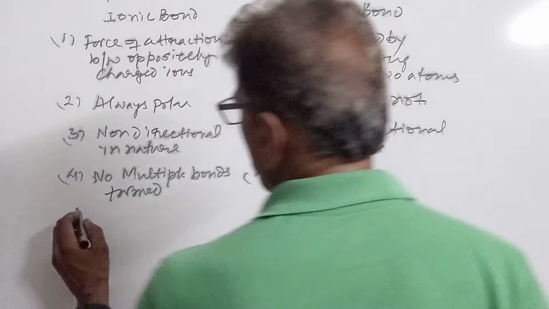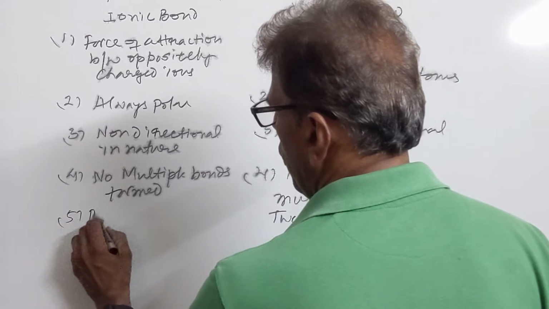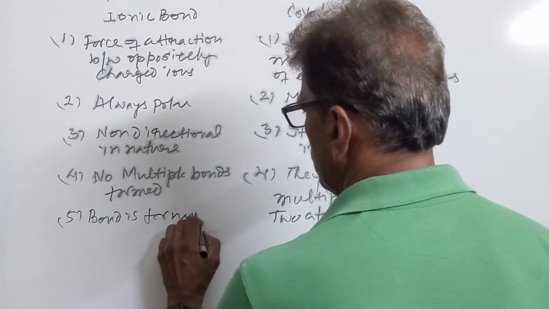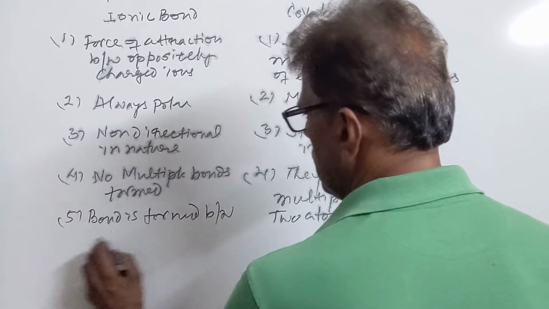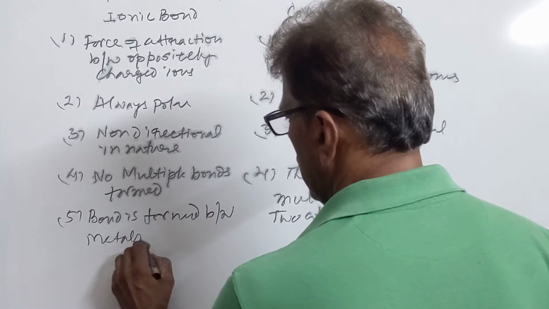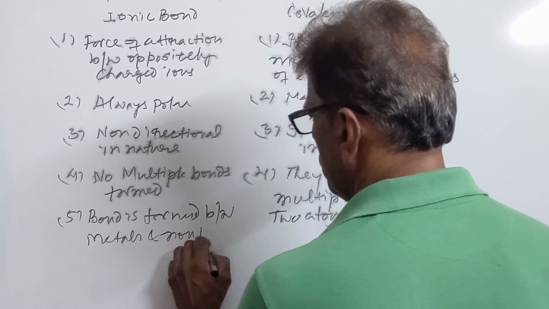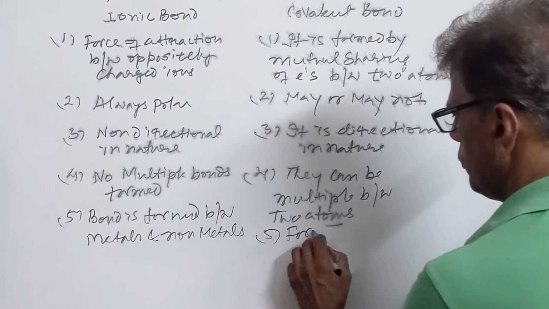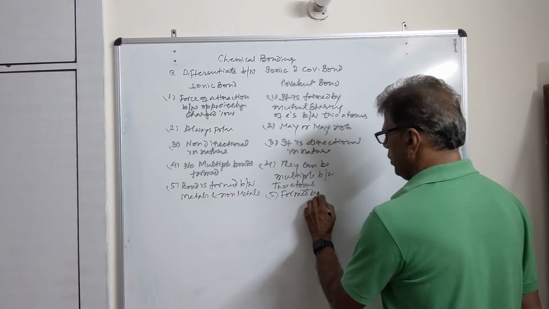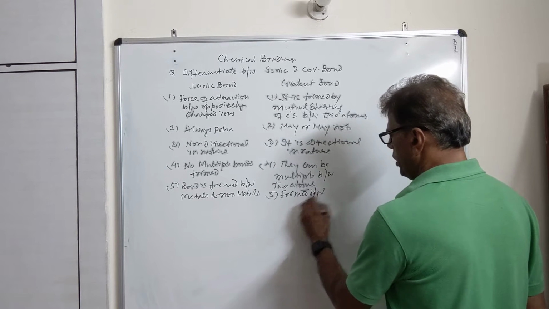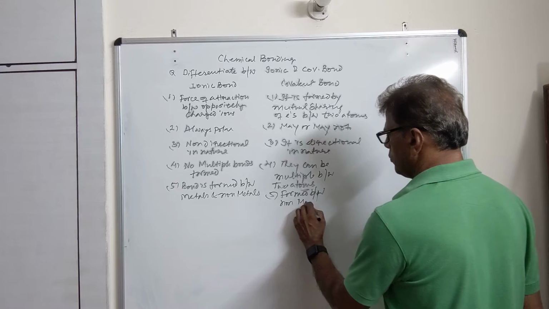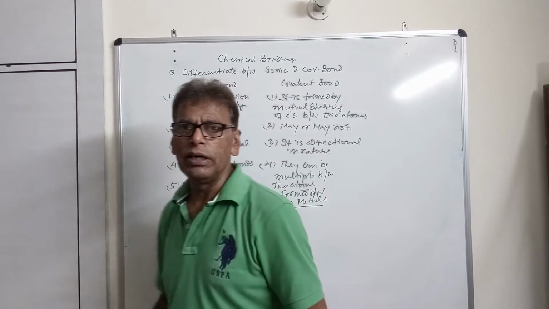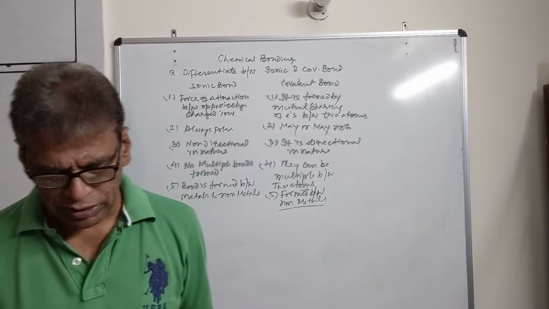Ionic bond is formed between metals and non-metals. Covalent bond is formed between non-metals. Metals do not form the covalent bond. So these are the points of difference between these two.